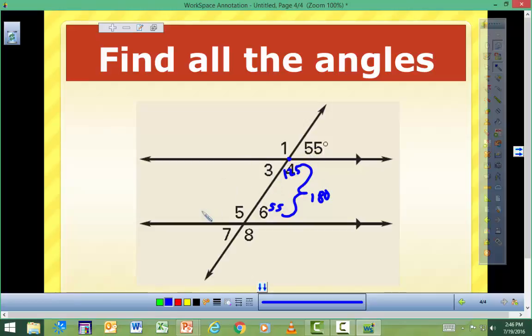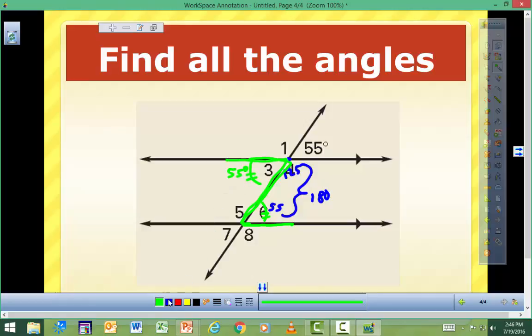Now let me just show you something about alternating interior angles. Alternating interior angles always make a zigzag pattern. You see like this Z here? It always makes a zigzag pattern, and the zigzag pattern means that they're congruent. So these two angles are congruent. And so that means that angle 3 is 55 degrees.